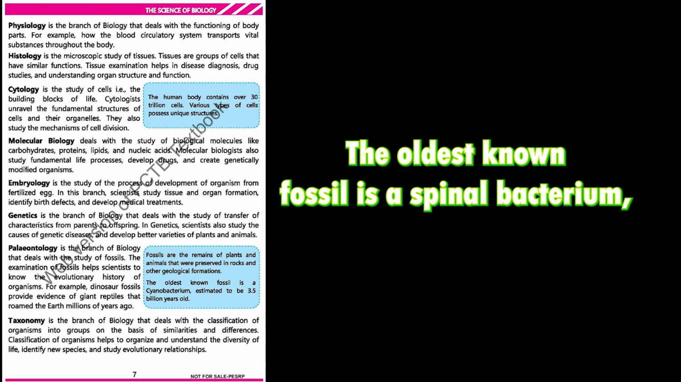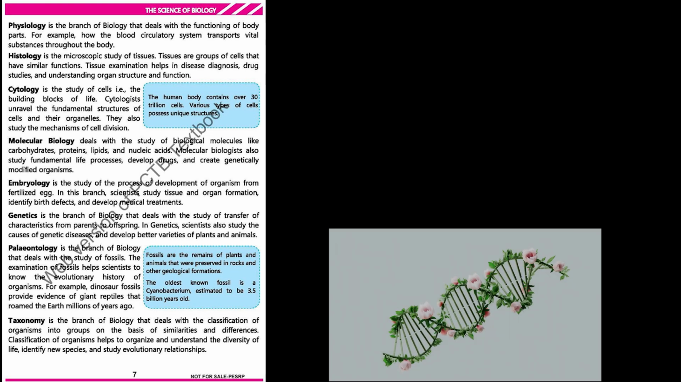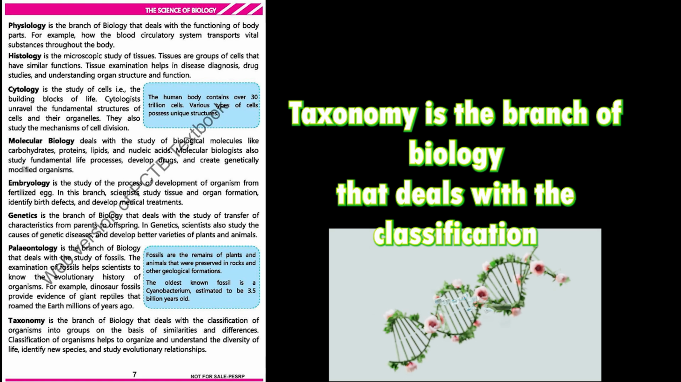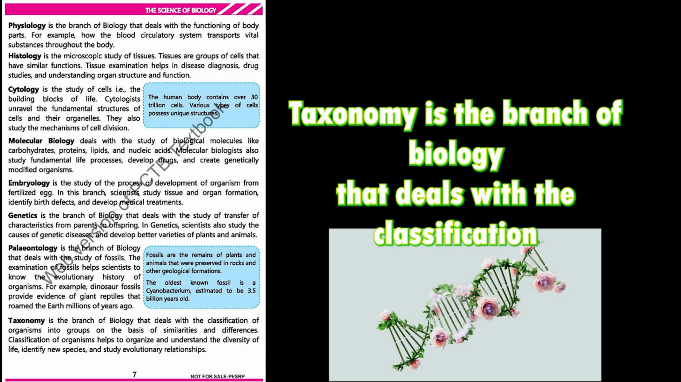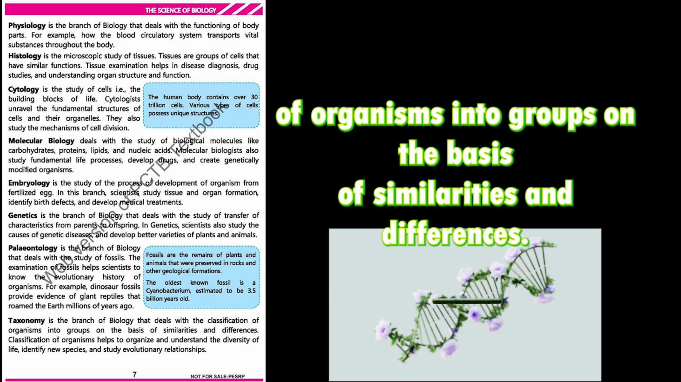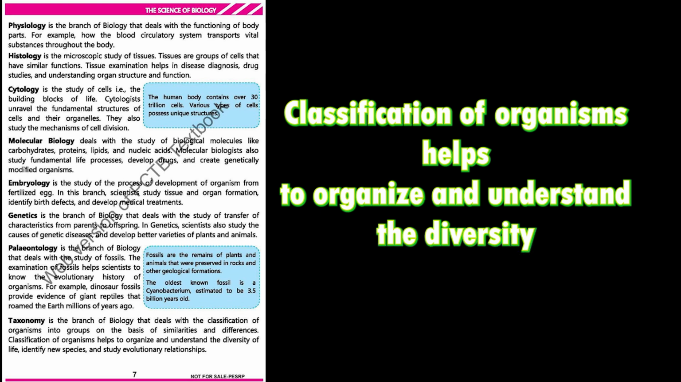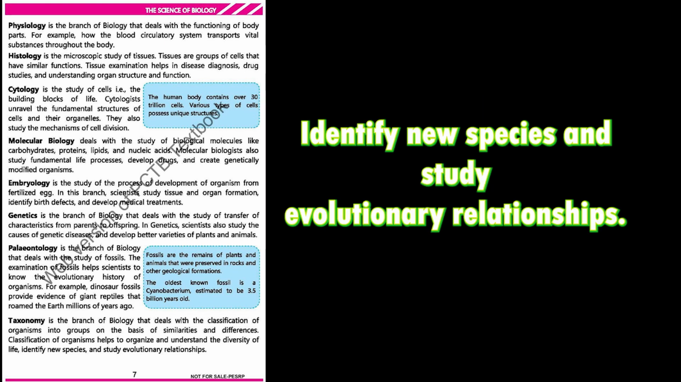The oldest known fossil is a cyanobacterium, estimated to be 3.5 billion years old. Taxonomy is the branch of biology that deals with the classification of organisms into groups on the basis of similarities and differences. Classification of organisms helps to organize and understand the diversity of life, identify new species, and study evolutionary relationships.